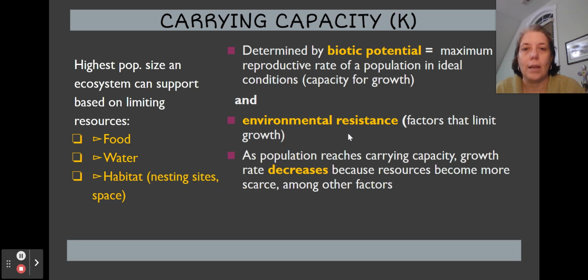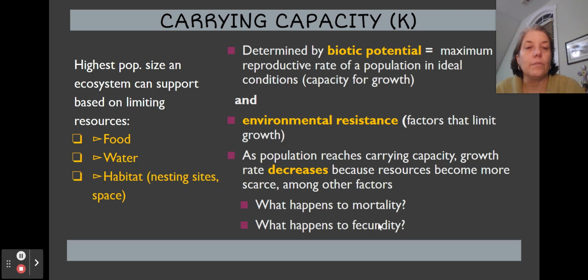So if you put these two together, biotic potential and resistance, then that's going to determine for you how big your population can get. So as your population reaches that carrying capacity number, the growth rate is going to go down because the resources become more scarce. And my question to you is, what happens to mortality and what happens to fecundity? So as the population reaches carrying capacity, is the death rate going to go up?